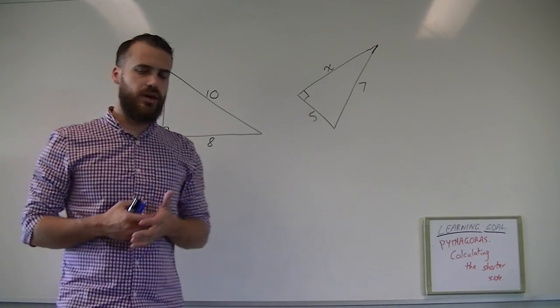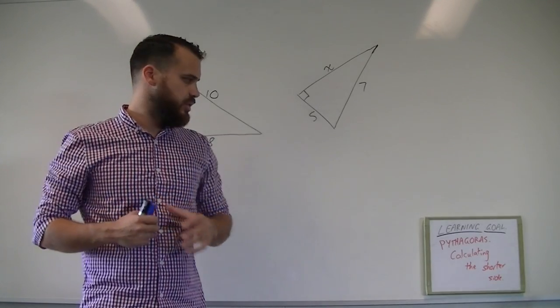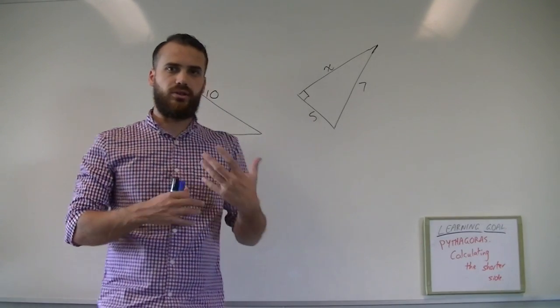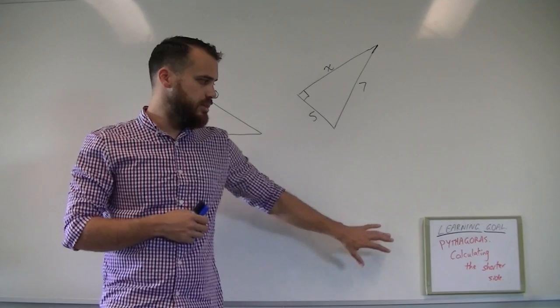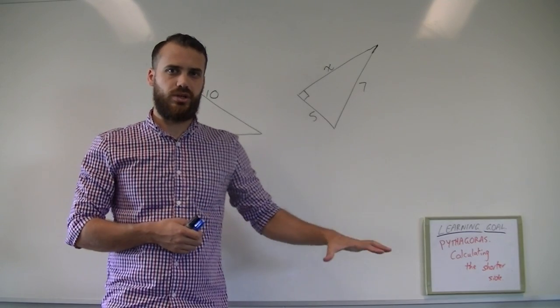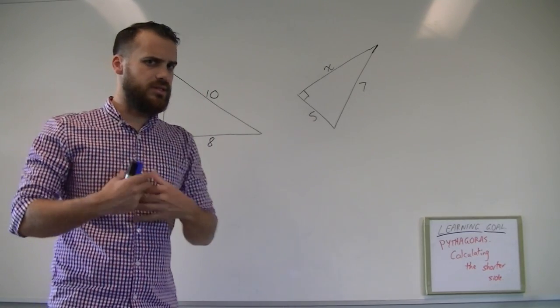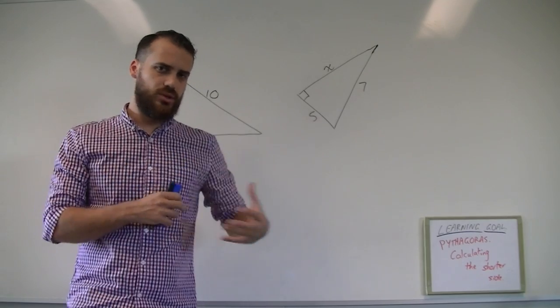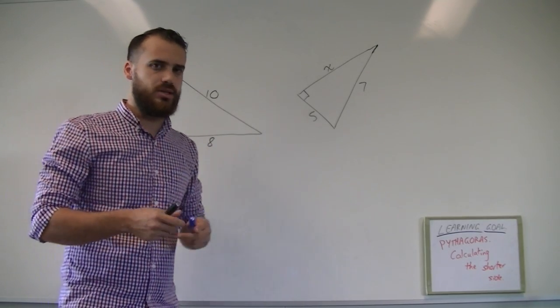Okay, so we're looking at Pythagoras again. In the last video you looked at calculating the longer side, the hypotenuse. In this one we're going to be calculating a shorter side. Now the formula is still the same, although I'm going to teach you a second one to make this a little bit easier on us.